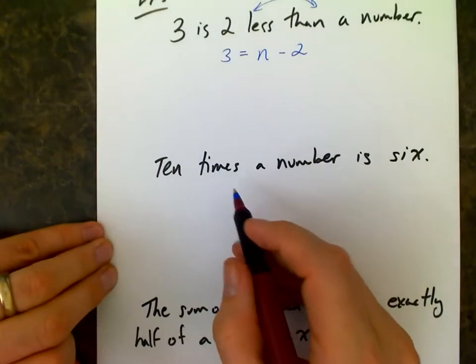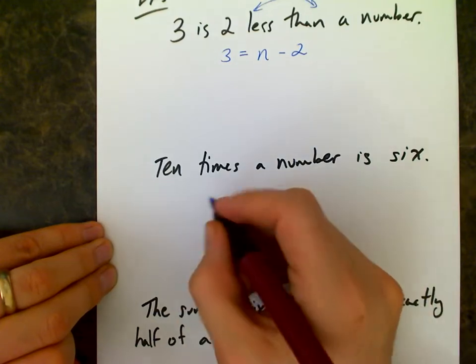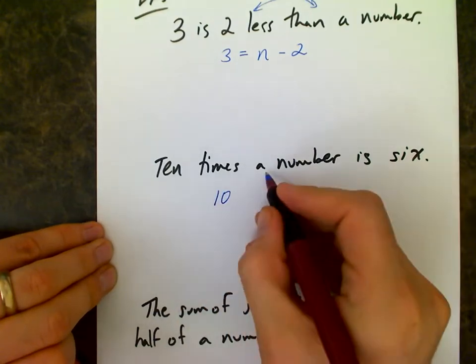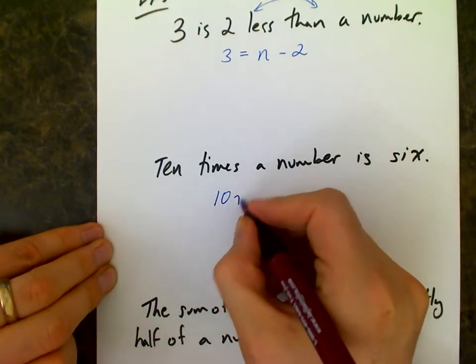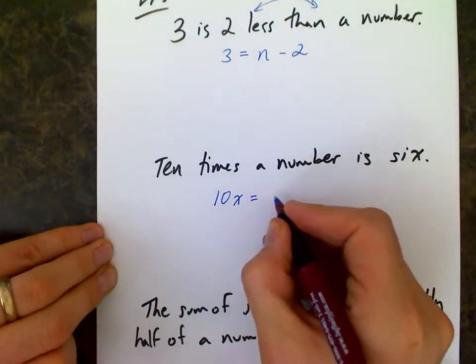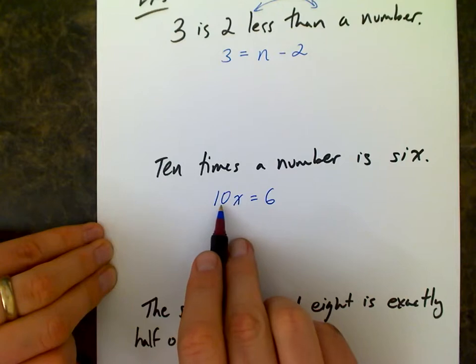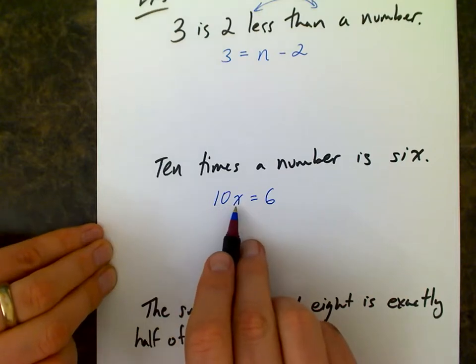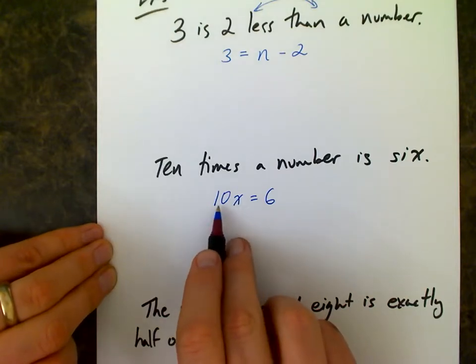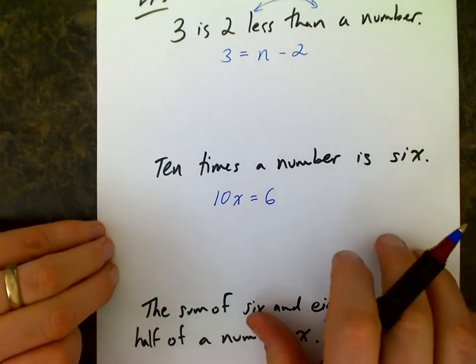The next example, 10 times a number is 6. So 10 times a number is 6. So you could put x as your variable, and remember, a number next to a variable, the multiplication is implied. So we'd call 10 the coefficient.